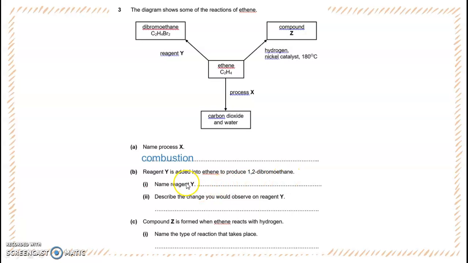Okay, name reagent Y. It is bromine. Describe the color change you will observe from reagent Y. You should know that bromine is reddish brown, and therefore it will turn colorless, because when all the bromine has reacted, it will just turn colorless. Okay, compound Z is formed.